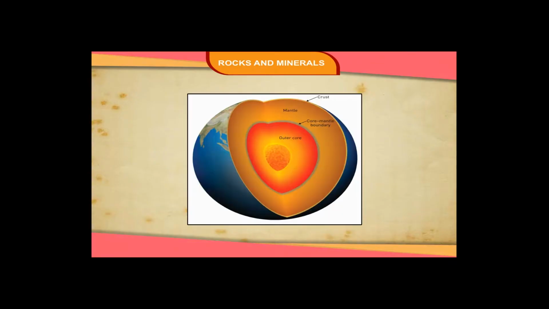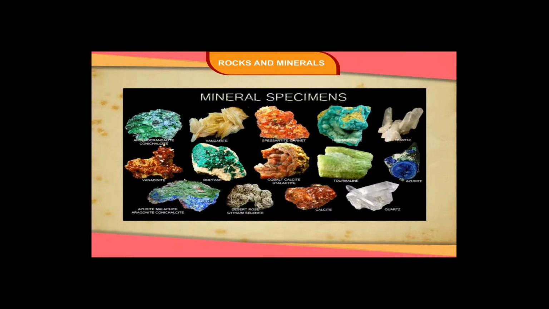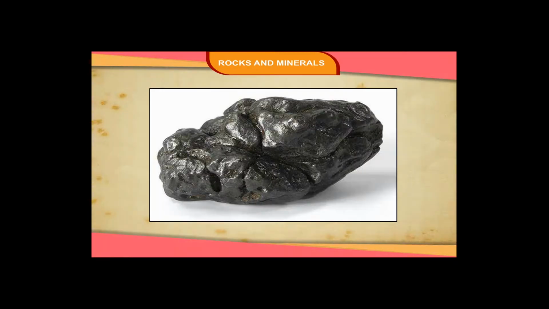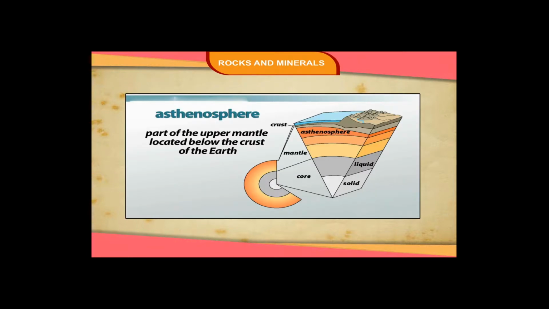The mantle. The mantle layer lies beneath the crust and its depth extends up to 2,900 kilometers. It is composed of dense and rigid rocks and has a predominance of minerals like magnesium, iron, and silicon. Molten rocks called magma are present in this layer. Mantle is also known as the asthenosphere.